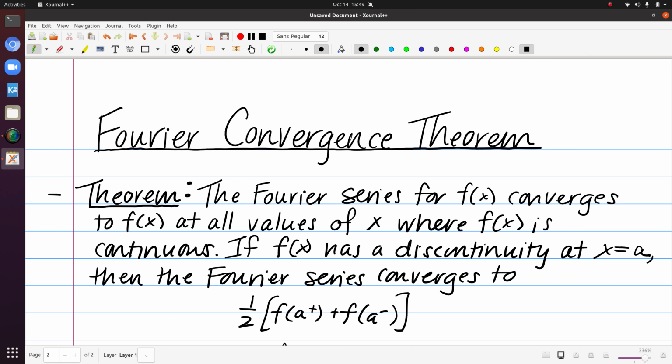And the Fourier series also converges at x values where f of x has a discontinuity, except that it doesn't converge to the value of the function, but rather, in the notation I've written here, if it has a discontinuity at a, then it converges to 1/2 times f of a plus plus f of a minus. So what do I mean by that?